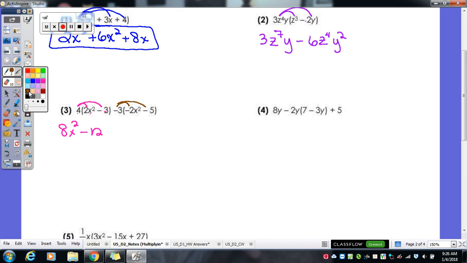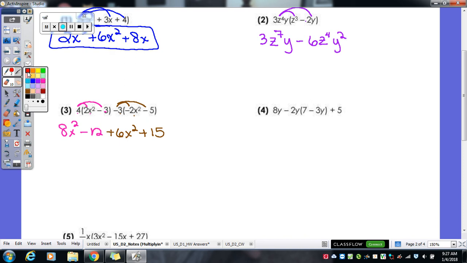There's no x with your 4. But it's not x to the first. It has to be a common base. It would have to also have an x. So then negative 3 times negative 2x squared would become positive 6x squared. Multiply your numbers. And then negative 3 times negative 5 is a positive 15.